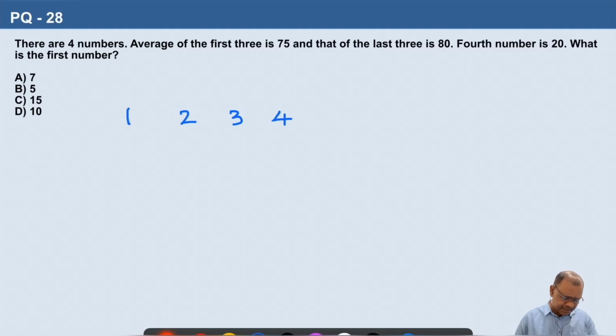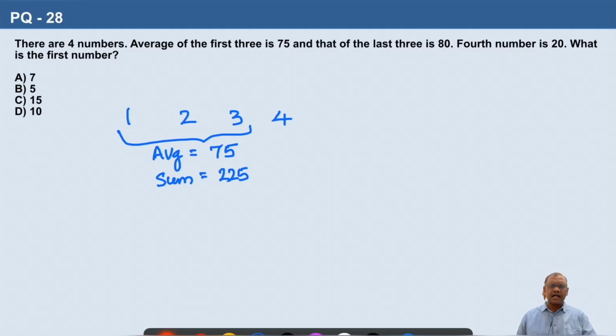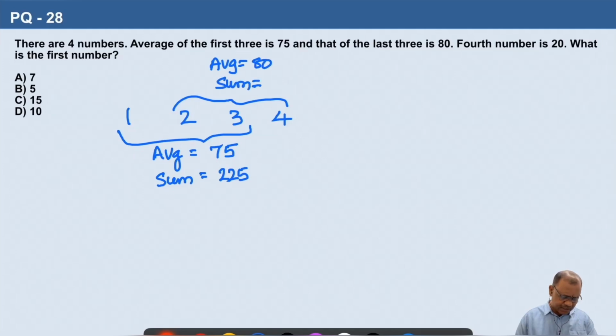The average of the first three is 75. So the sum will be equal to 75 into 3, that is 225. And the average of the last three is 80. Then the sum will be 80 into 3, that is 240. The fourth number is 20.